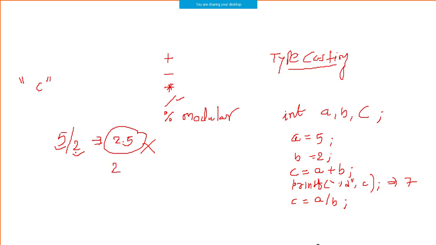So 5 by 2, mathematically we expect it to be 2.5, but in C programming, when your a is an integer and your b is an integer, the answer you will get is 2 rather than 2.5. So one of the questions we are going ahead with is how to convert this a by b, that is 2, into actually 2.5, and what we need to do. At that point we will discuss typecasting.